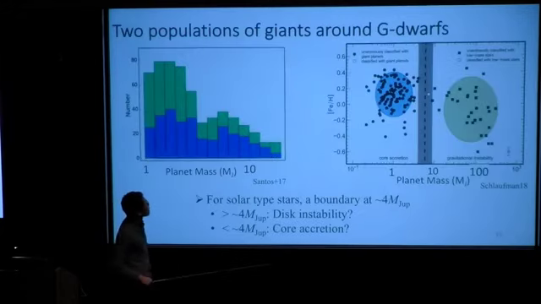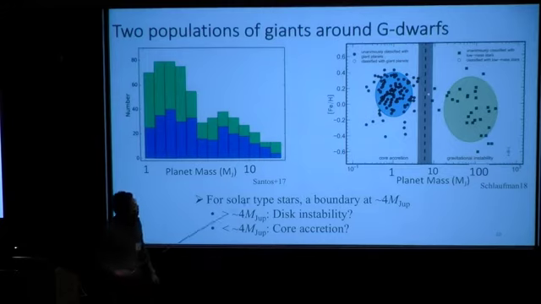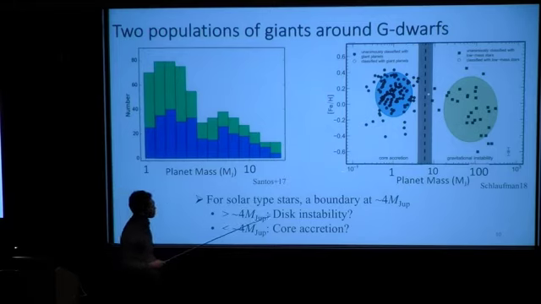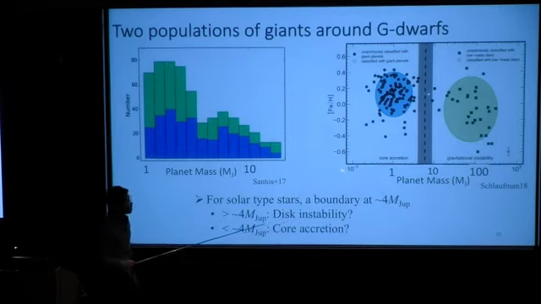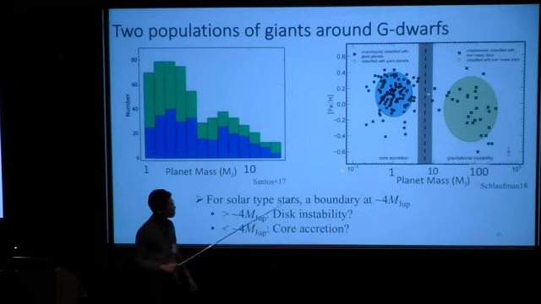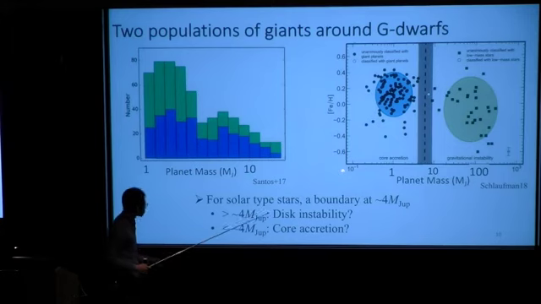On the other hand, there could be two populations of giant planets around solar-type stars. These two independent studies found a possible boundary at around 4 Jupiter masses. Below that, the planet could be formed by core accretion, and above 4 Jupiter masses, these companions could be formed by disk instability. So we might want to study a similar thing for the microlensing sample.